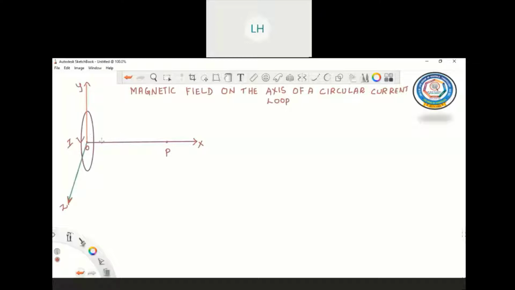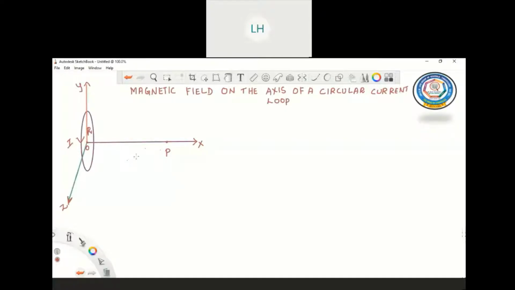Now let us assume the loop is placed in the YZ plane with its center at the origin O. Let R be the radius of the circular loop. The x-axis is the axis of the loop. So this is our x-axis, which is the axis of the loop.